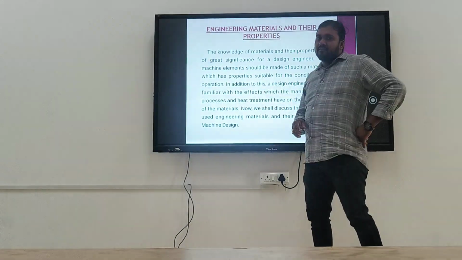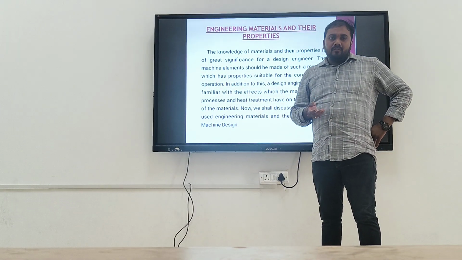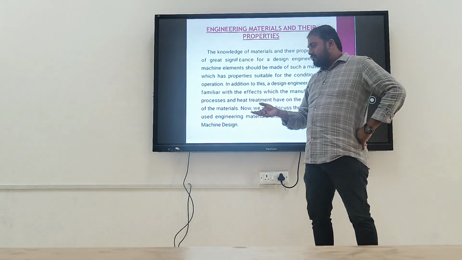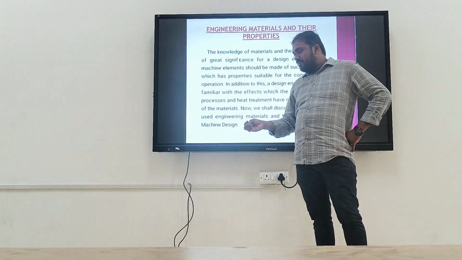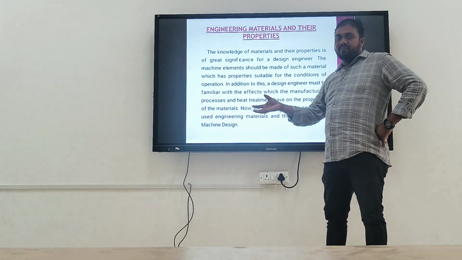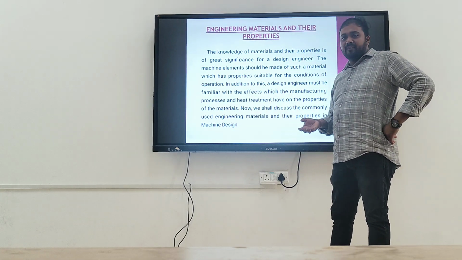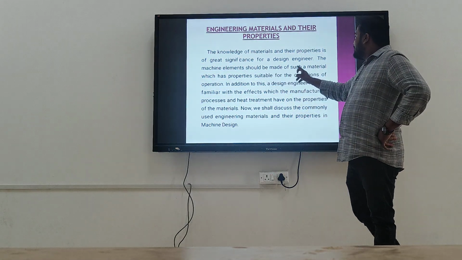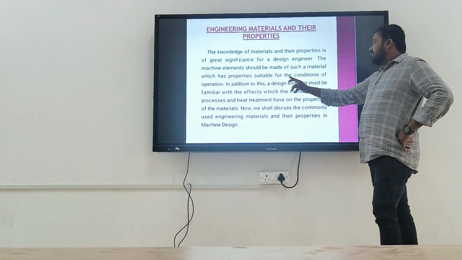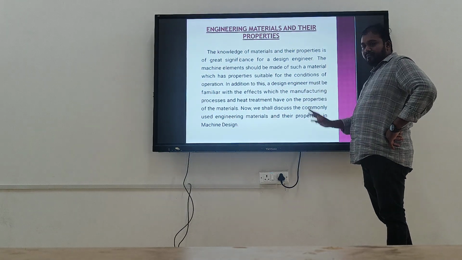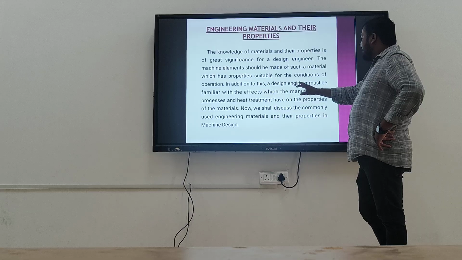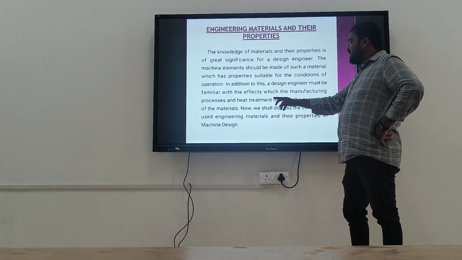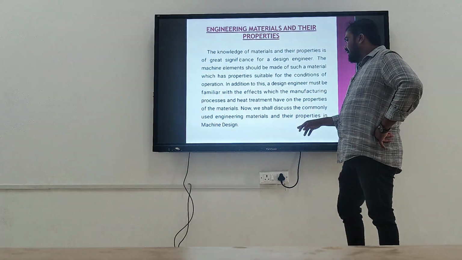If a design engineer doesn't know which material is used and which material should be used for this project, to make that machine and make that product, then he will fail on that project. The machine elements should be made of such material which has properties suitable for the conditions of operation. In addition to this, a design engineer must be familiar with the effects which the manufacturing processes and heat treatment have on the properties of the metals.